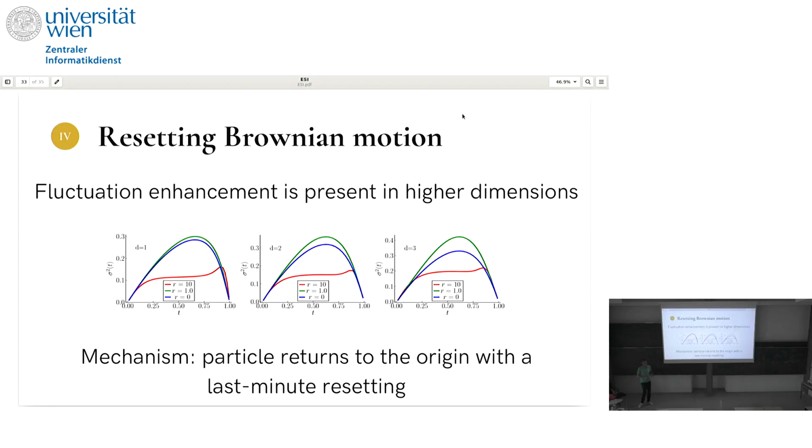And so the mechanism, which is related to Martin's question, is that turning on resetting enables the particle to return to the origin by a last minute resetting. Essentially, the reason why there is this optimal resetting rate is that if you have t_f here and you have resetting, you allow the particle to be very far away, close to t equal to t_f, and then come back with a resetting. So this last minute reset enables this mechanism, which we found quite interesting.